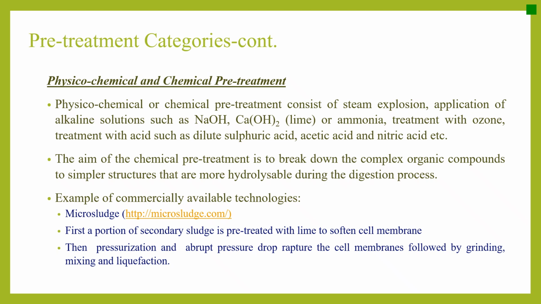First, a portion of secondary sludge is pretreated with lime to soften the cell membrane. Then pressurization and abrupt pressure drop rupture the cell membrane, followed by grinding, mixing, and liquefaction.